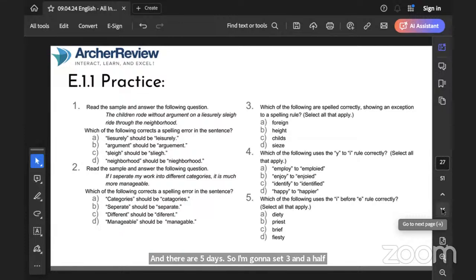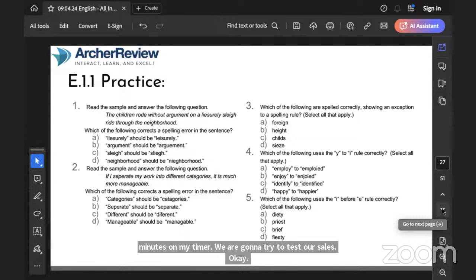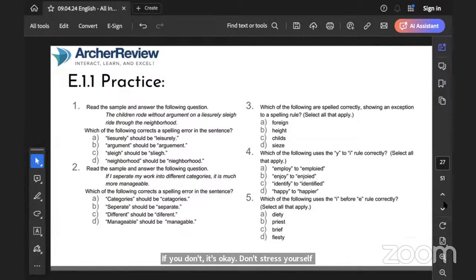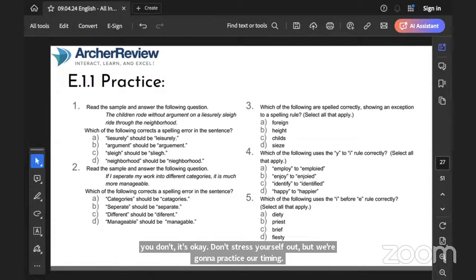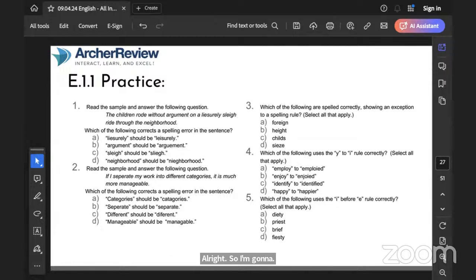Okay. If you get it, you get it. If you don't, it's okay. Don't stress yourself out. But we're going to practice our timing. All right. So I'm going to set my timer now. Ready and go.